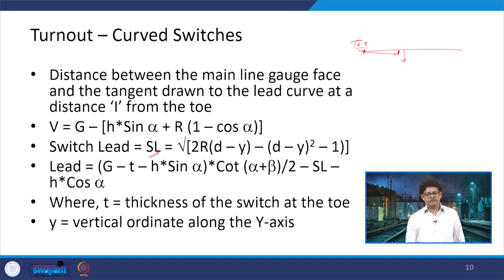The switch lead is calculated by a formula given here, which is under root of a big equation, which is 2R into (D minus Y) minus the square of (D minus Y) minus 1. Now, here Y is what? Y is the vertical coordinate along the Y axis, and as I said, T is the thickness of the switch at the toe. So, that thickness of the switch at the toe, like if we are talking about the tongue rail, we discussed that it is 6 mm.